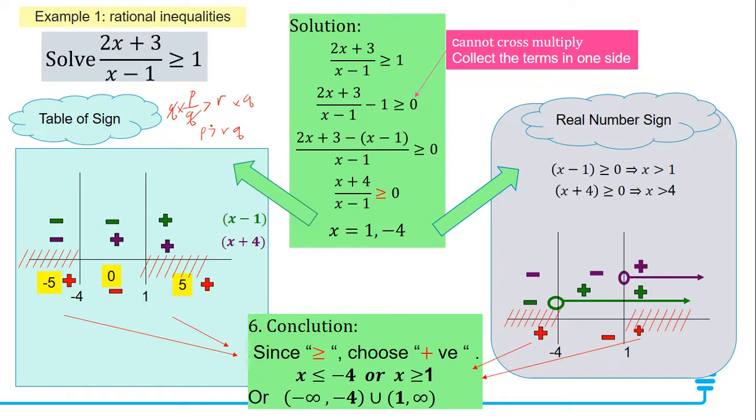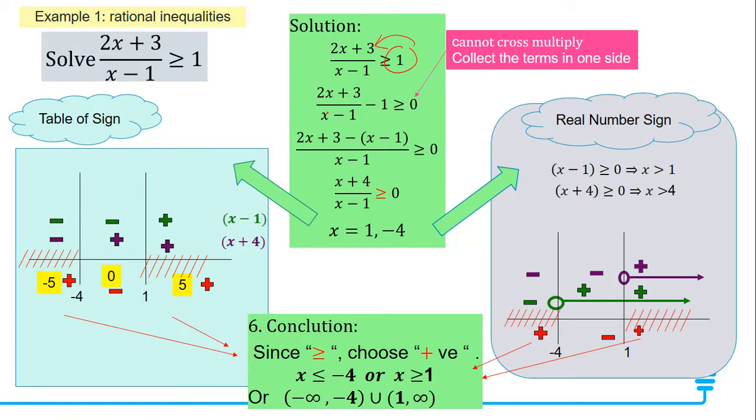Why couldn't we do so? Because we don't know what the value of Q is. Just recall, if you multiply by any number less than 0, the sign is going to reverse. You're going to change it to smaller than. So we couldn't multiply in such a way. What we need to do is bring our 1 to the left hand side. So I have (2x + 3)/(x - 1) - 1 greater than 0.